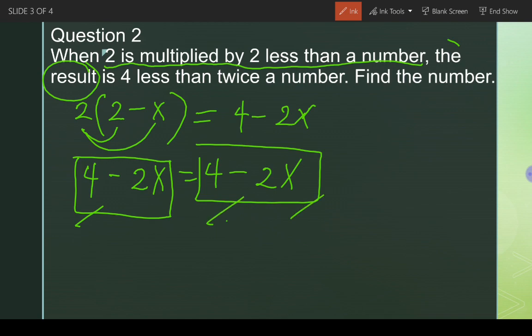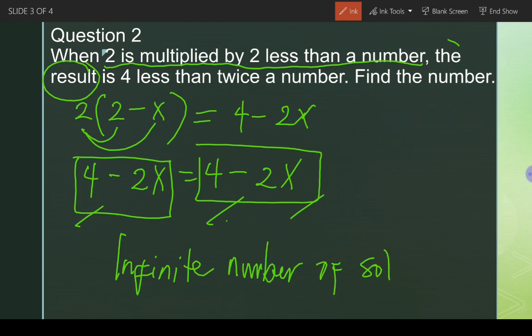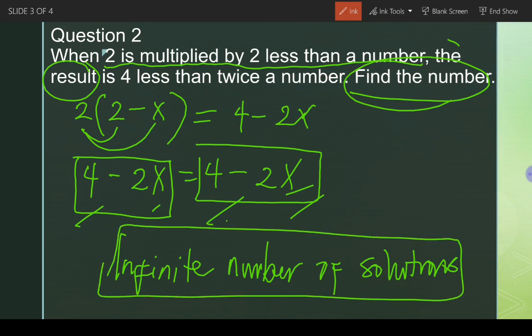Ibig sabihin nun, we have an infinite number of solutions. So, ibig sabihin, kahit anong value na x pwedeng ilagay kasi mag-i-equal at mag-i-equal sila. Bakit? Kasi if you're going to put 1 dito, tapos we put 1 also there, so ibig sabihin nun, pareho lang yung makukuha natin. So, ang sagot dito, okay, there is no specific number because there is an infinite number of solutions. So, that's all.